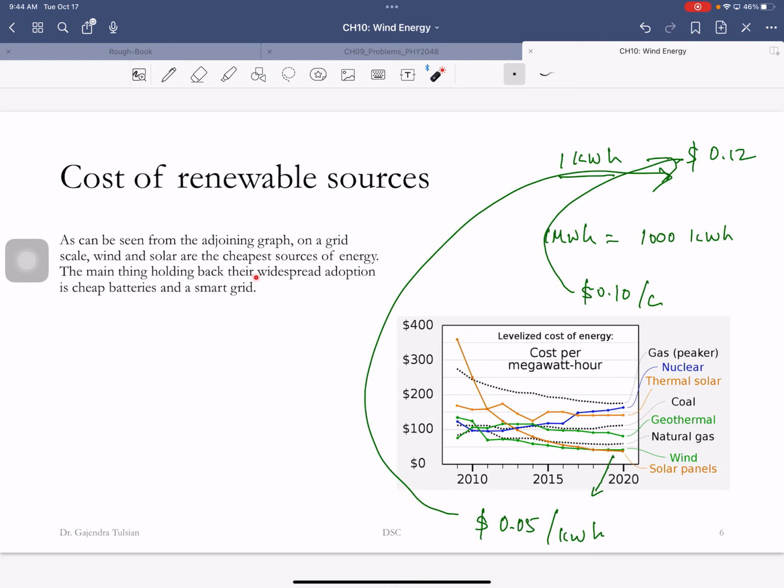The main thing holding back their widespread adoption is cheap batteries and smart grid. FPL promises you uninterrupted power all 24/7. So unless batteries become cheap enough, fossil fuels stay in. But if they do, then fossil fuels are out the window. No amount of political support can change that.